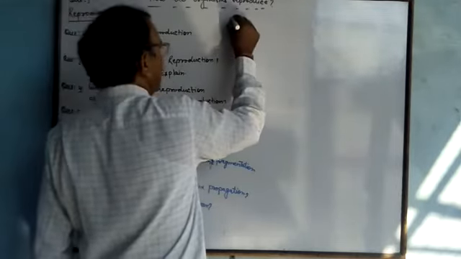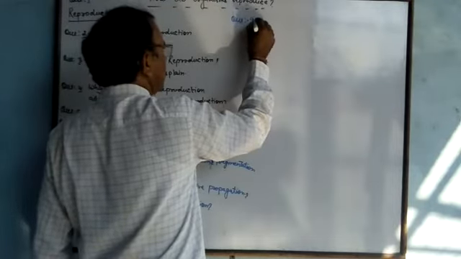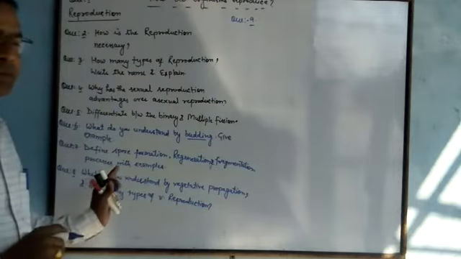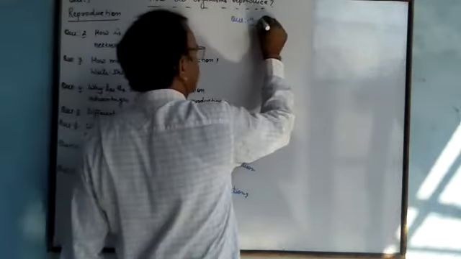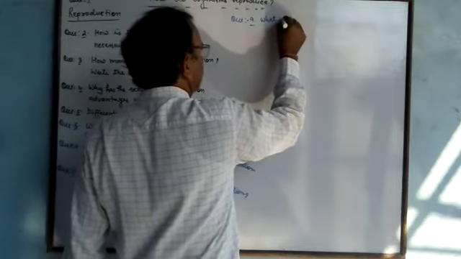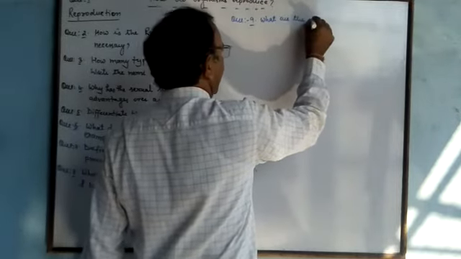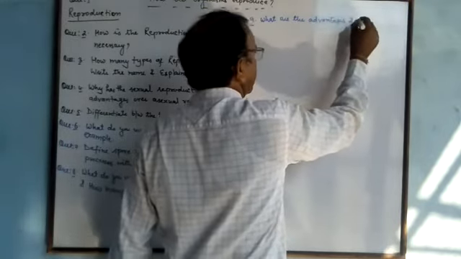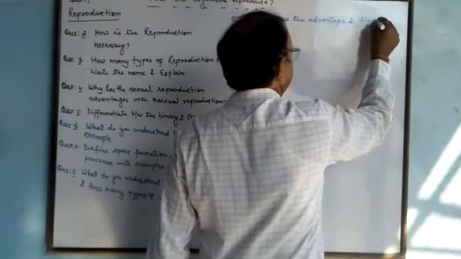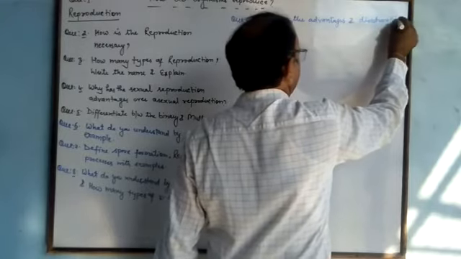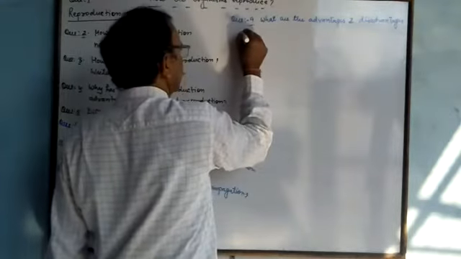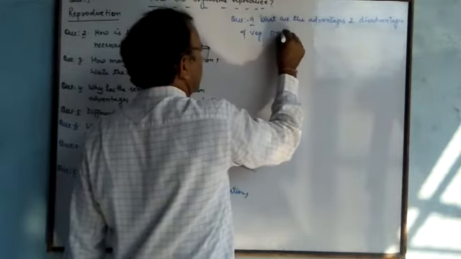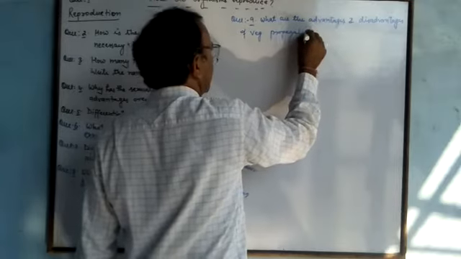Question number 9. What are the advantages and disadvantages of vegetative propagation or vegetative reproduction?